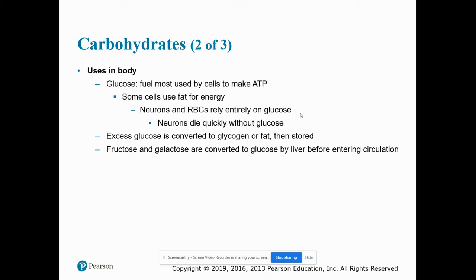The uses in the body. So glucose is going to be the fuel that's most used by cells to make ATP. We're going to get into metabolism in the next video, and you're going to see that we always talk about glucose. And there's a reason for it, and that's because it's the fuel that's most used by cells to make the ATP. Some cells use fat for energy. However, we do have some cells that rely entirely on glucose, like neurons and red blood cells. In fact, neurons die quickly without glucose. Excess glucose is converted to glycogen or fat and then stored. And fructose and galactose are converted to glucose by the liver before entering circulation.